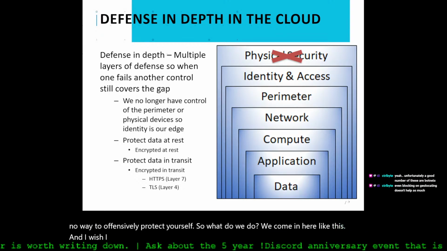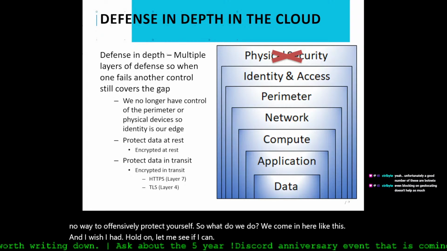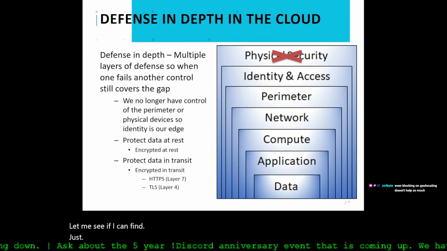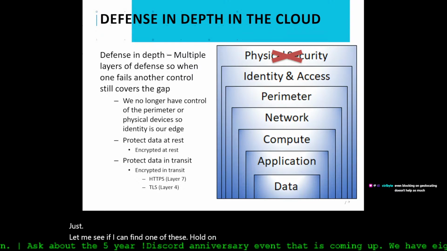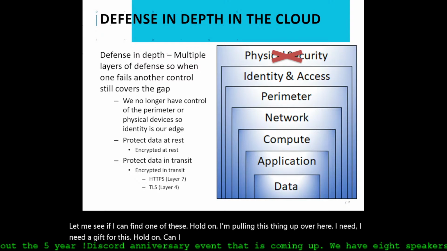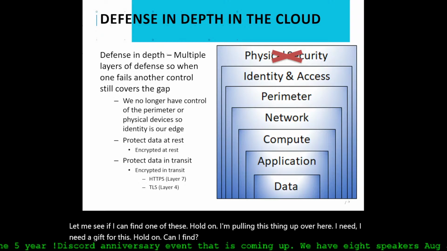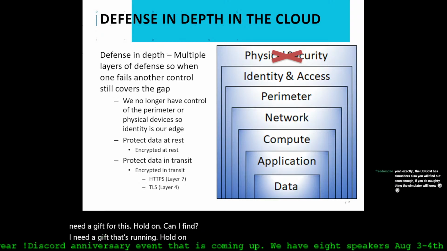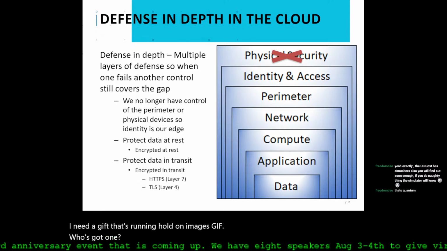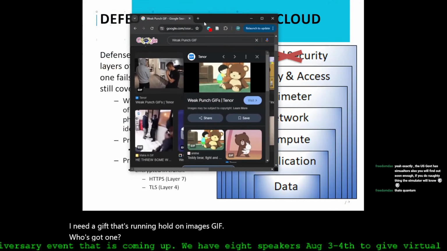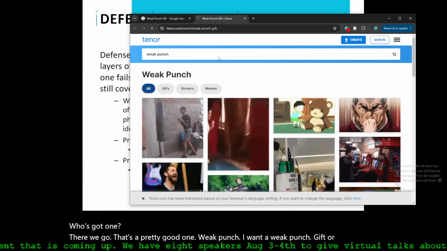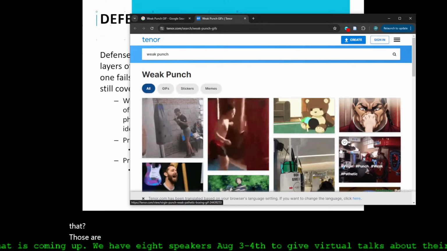So what do we do? We come in here like this, and I wish I had... Hold on, let me see if I can find one of these. Hold on, I'm pulling this thing up over here. I need a GIF of this. Hold on. I need a GIF that's running. Hold on. Images, GIF. Who's got one? There we go. That's a pretty good one. Weak punch. I want a weak punch GIF. How's that? Those are some pretty weak punches, right?